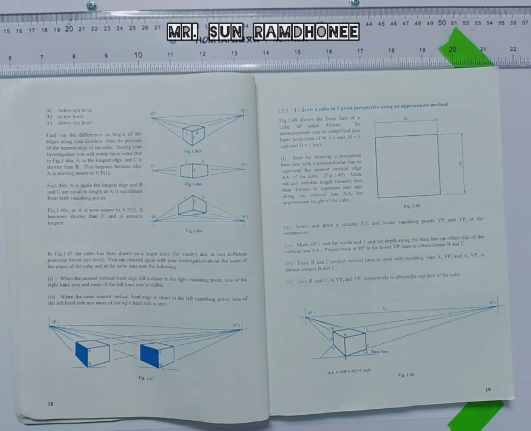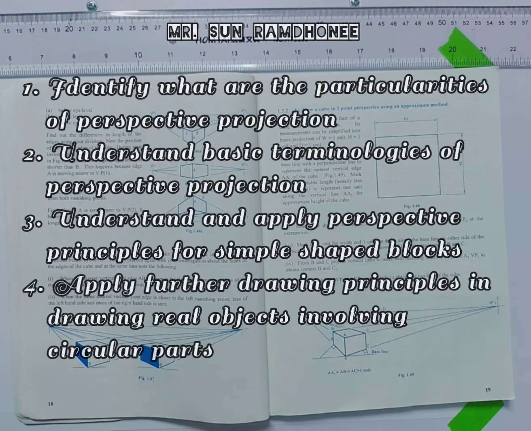The objectives of this chapter are that you have to be able to identify what are the particularities of perspective projection, understand the basic terminologies of perspective projection, and also understand and apply perspective principles for simple shape blocks and apply further drawing principles in drawing real objects involving circular paths.